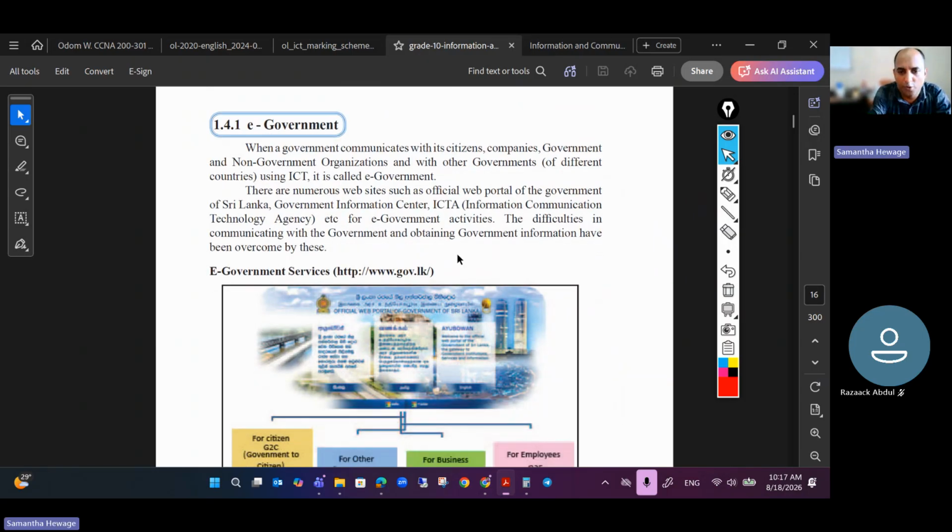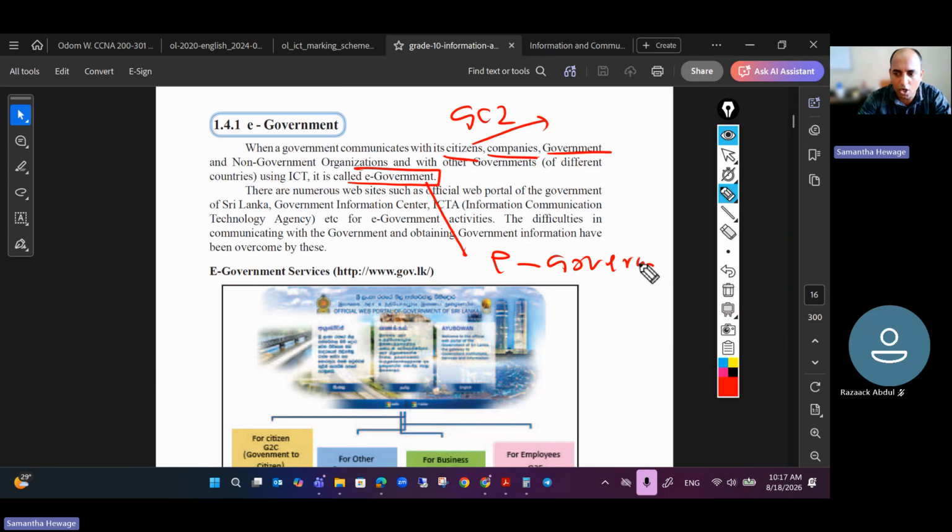When a government communicates with the citizens, right? Citizens, yes, this is G2C, not the consumer, G2C. It's government to citizens. Citizen means people who live in the country. Very simple as that, right? Companies, that is businesses, government to government organization, non-government organization with other governments in different countries, using ICT, it is called e-government. So that's what I said, e-government. E means electronic government.